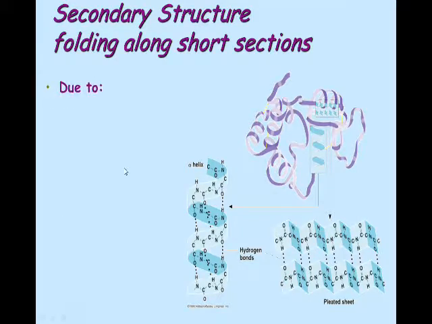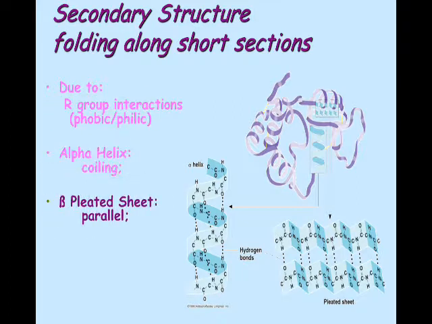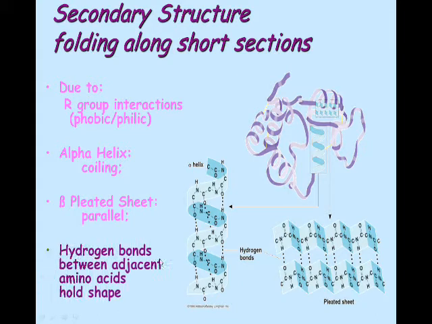Next, we have the secondary structure. This is due to the R groups, phobic and philic interactions. We get the alpha helix coil going. Notice connections between the C double bonded oxygen in one amino acid and an amino NH group in a next door neighbor or nearby somewhere on the chain. We get coiling, or parts of the chains can lay next to other parts of the chain and make what we call a beta pleated sheet. They run parallel. Notice still those interactions between the nitrogen group in one and the carbon group in the next one.